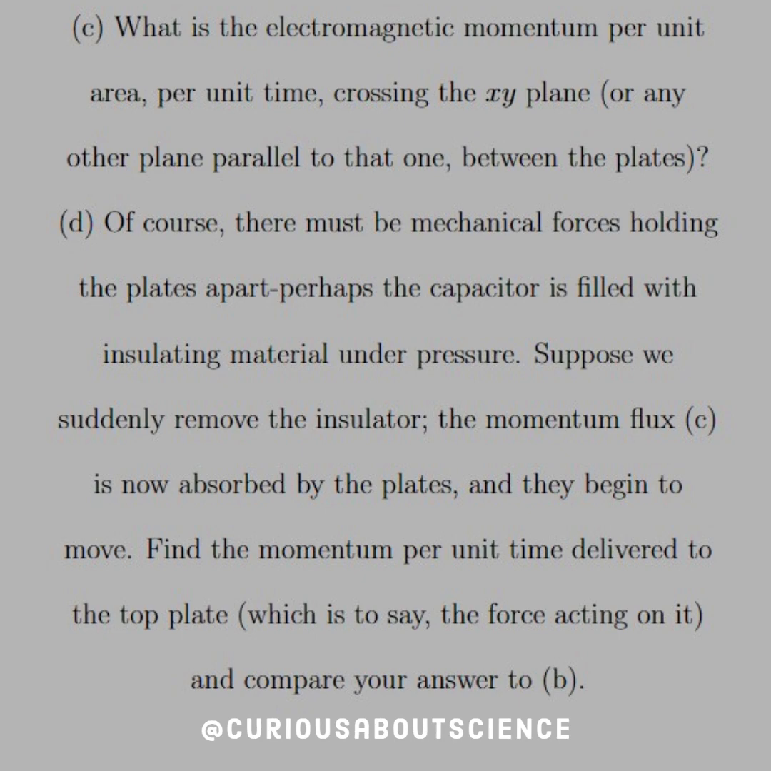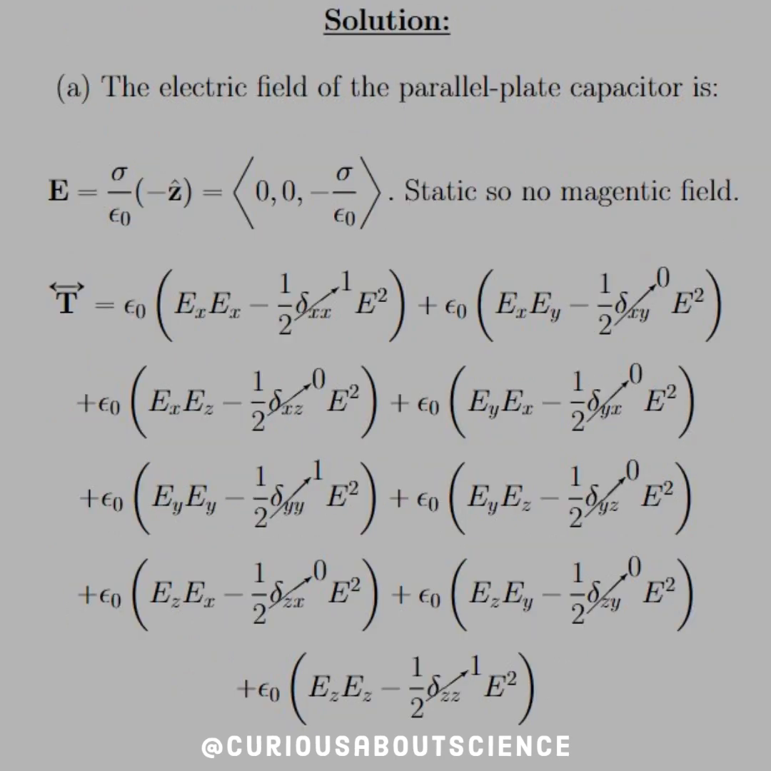Let's get ready. All right, so for part A, the electric field of a parallel plate capacitor is E equals sigma over epsilon naught in the negative z hat direction. Or write it in the angle bracket notation: we have 0 in the x hat, 0 in the y hat, and negative sigma over epsilon naught for the z hat. This is a static field, so there is no magnetic component.